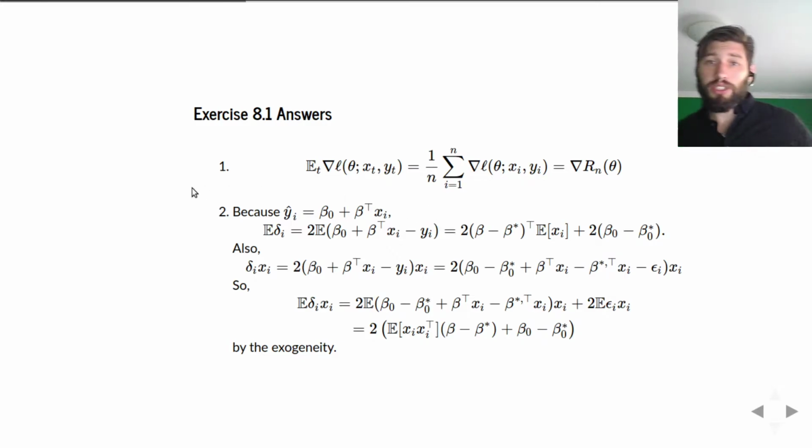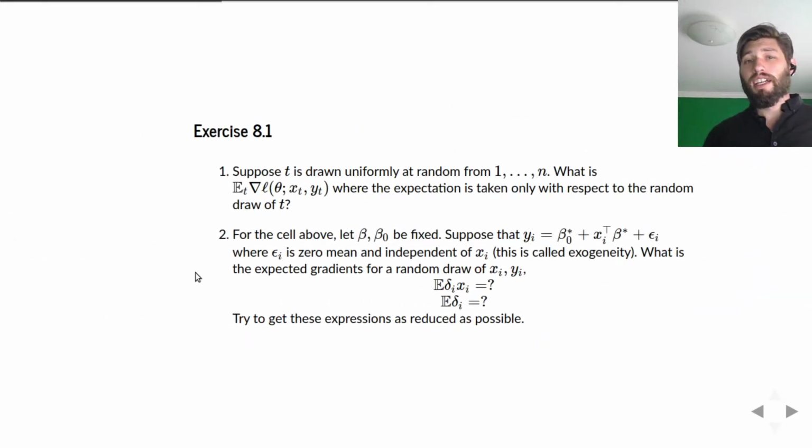Okay, question 2. For the previous cell, we have beta and beta naught fixed, so just suppose that they're fixed. Now also suppose that y_i actually does follow a linear model, which says that it's equal to some intercept term, beta naught star, plus x_i transpose beta star, where beta star is in R^d, plus some epsilon_i, and critically that epsilon_i is zero mean and independent of the x_i. We call this exogenous noise, and we'll use this assumption throughout. So what is the expected gradient in the previous cell?